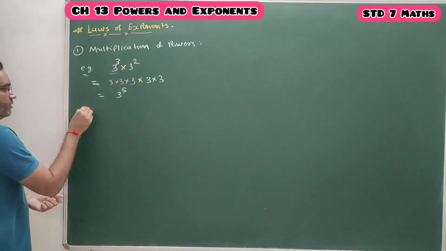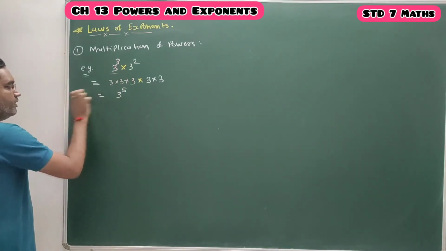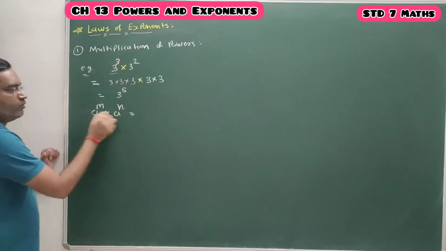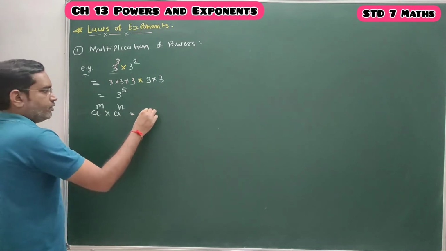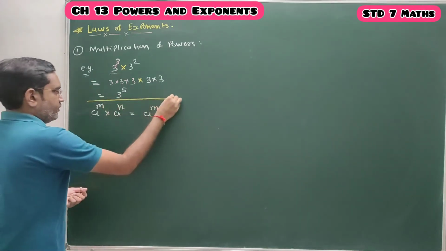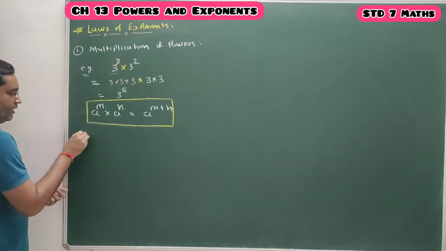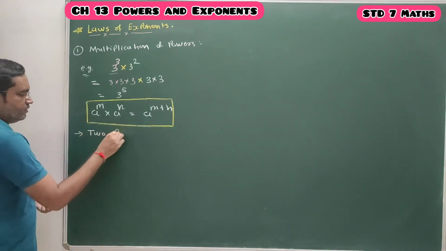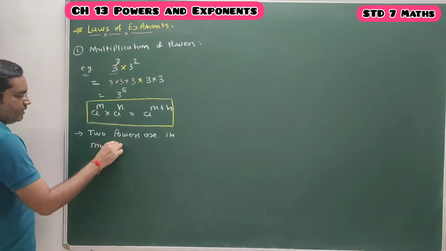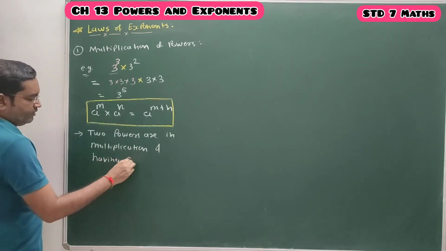So now we can write the formula. If two powers are in multiplication and their base is equal, then we can perform addition of the powers. The formula is a raised to m into a raised to n, equals a raised to m plus n. So that is the first rule of exponents, in which two powers are in multiplication and have the same base.